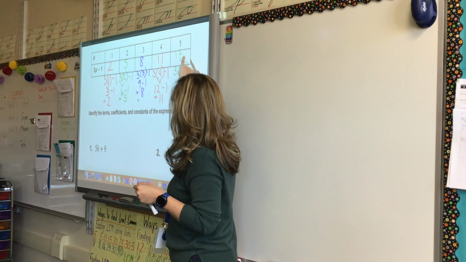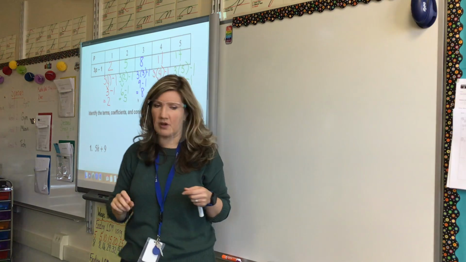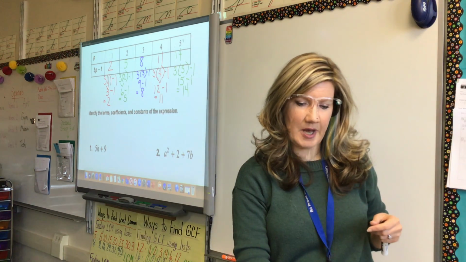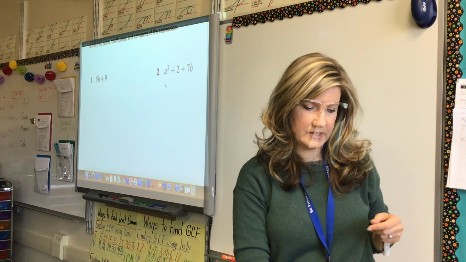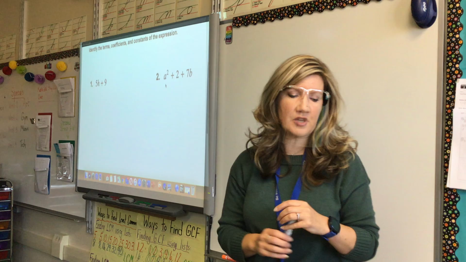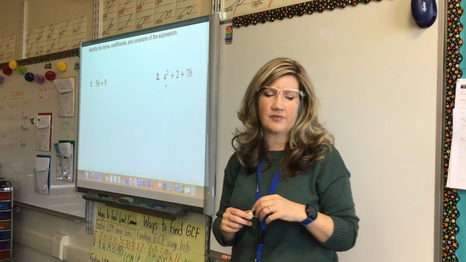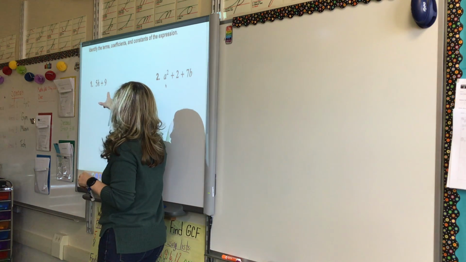So that is using the value of the variable, substituting it in, and then solving the problem. Good job. Okay, another thing I want to review that we did on Monday and Tuesday was identifying the terms, coefficients, and constants of the expression. So our first expression is 5h plus 9.